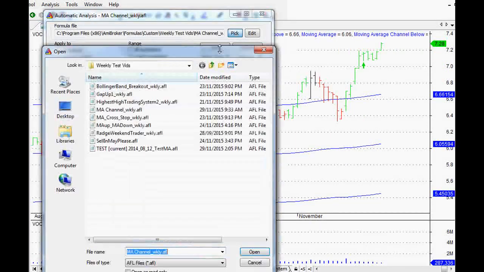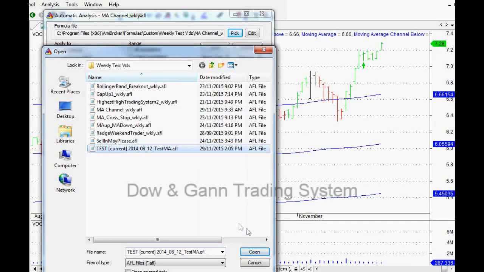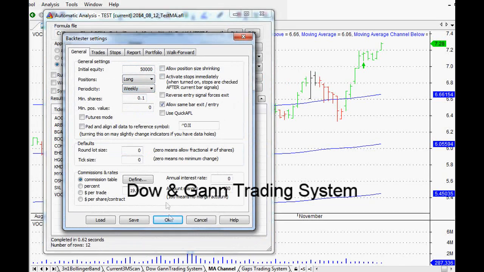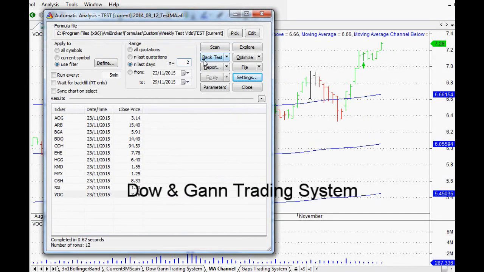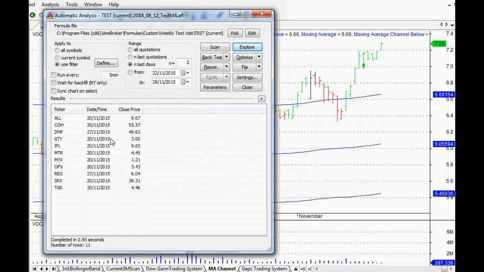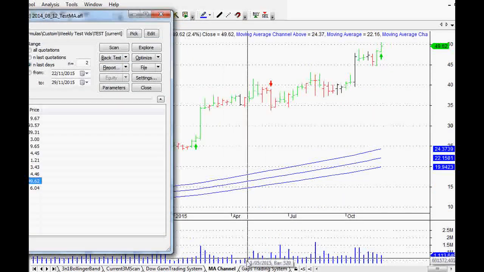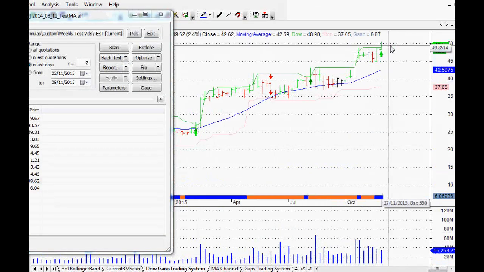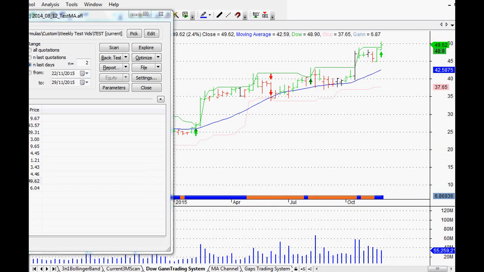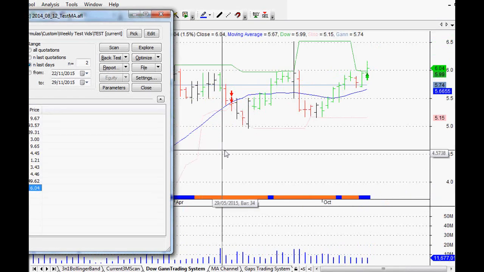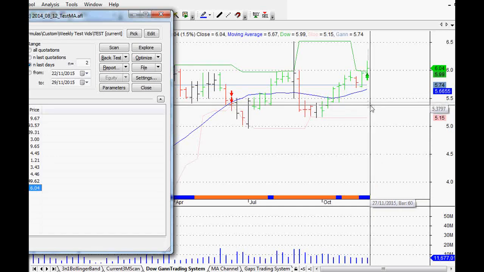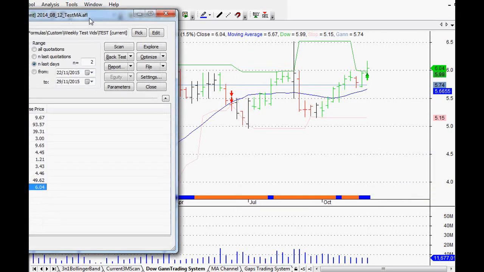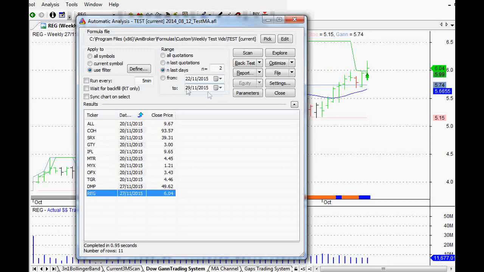Now, the last one, let's get into the Dow and Gann trading system. This one is weekly, so we'll change this to weekly, and we'll just change it to the last 2 weeks. Explore that one, and as you can see, we have a couple from last week which are already in our trading system, but from this particular last week we've got Domino's Pizza, just making a new breakout, and the index filter is on, and Regis Healthcare has just moved out of its range as well. So those are the only two for this week for the Dow and Gann trading system in the ASX Top 200.